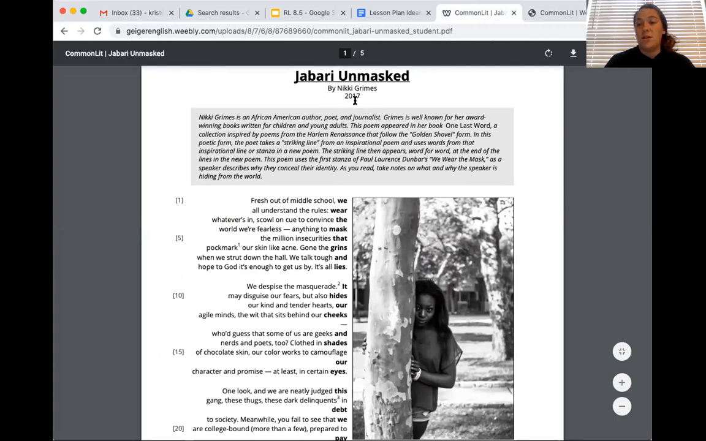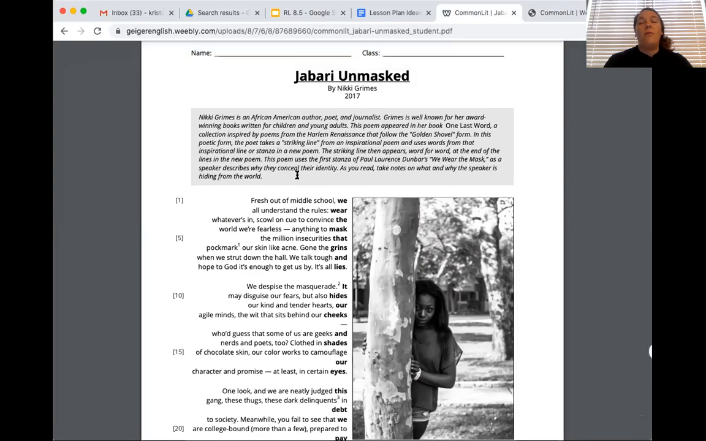This poem here was written in 2017. So right away, you know that it is a current poem. It was written by Nikki Grimes, and you may recognize her. You may have read other works by her. Here is your introduction. It's very important that you always read your introduction because it will give you a better insight into the meaning of the poem, and it will help you understand what you are about to read.